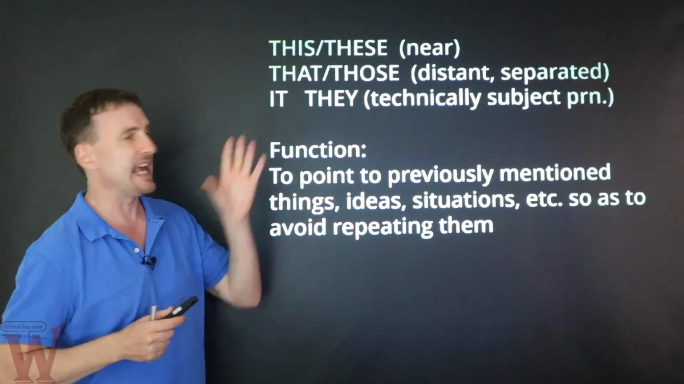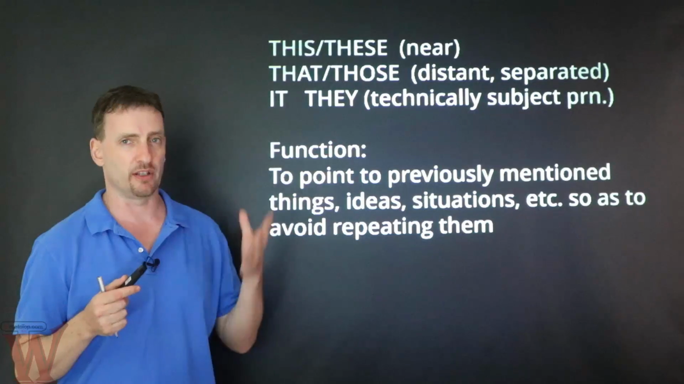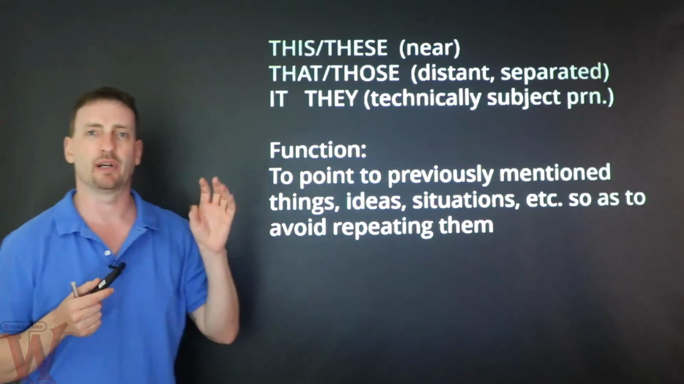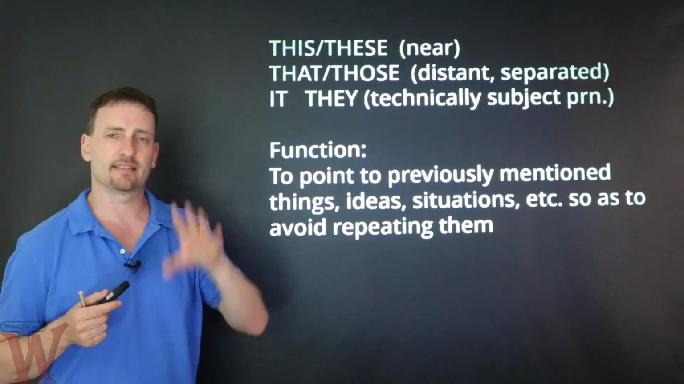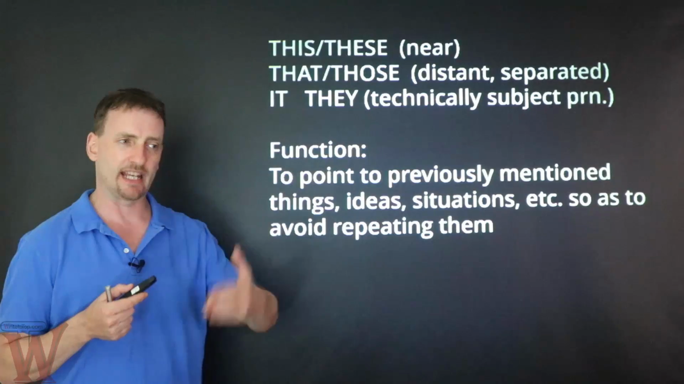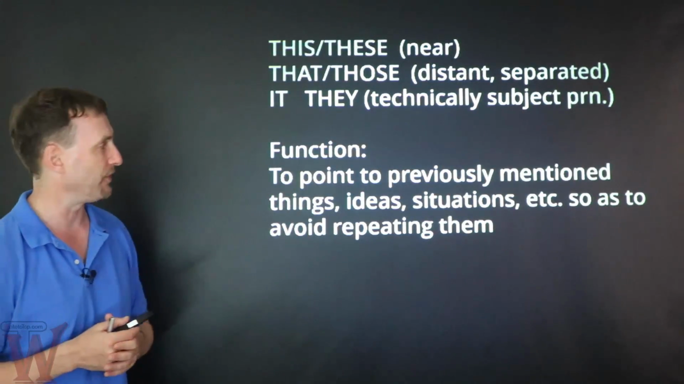Now, it and they, technically these are subject pronouns. We can use them as subjects in a sentence. We can use all of these as subjects in a sentence, but it and they are technically subject pronouns, but they can also be used as demonstrative pronouns. They can also stand in place of a noun mentioned before.